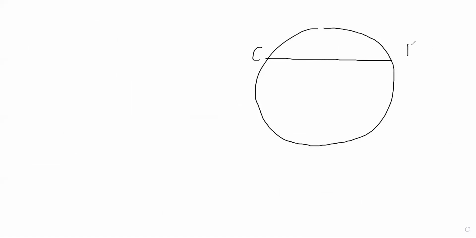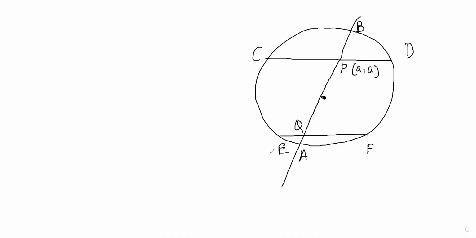So what we have is this situation: C, D, E, F, circle, diameter AB, and this point was P, and this point was Q. And we know P is A comma A, and Q is minus B comma minus B, and this is O, which is 0 comma 0. This is my x-axis, this is my y-axis.